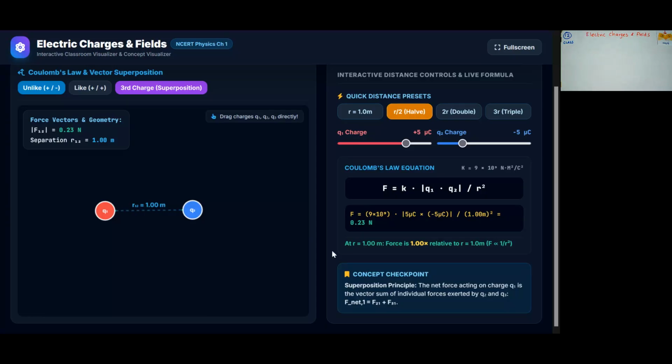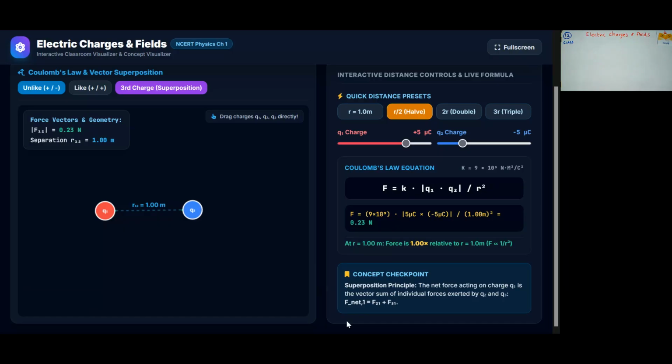already you know the formula: F is equal to K Q1 Q2 by R square, or otherwise F is equal to 1 by 4 pi epsilon naught into Q1 Q2 by R square. Is it correct? Where K is 1 by 4 pi epsilon naught, which is equal to 9 into 10 power 9 newton meter square per coulomb square.